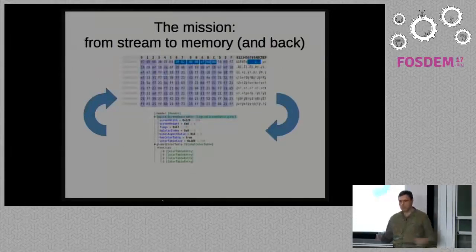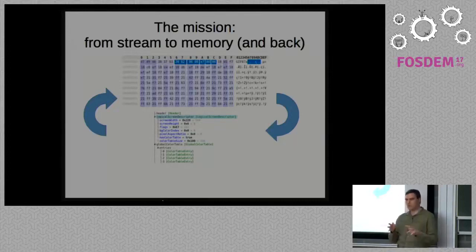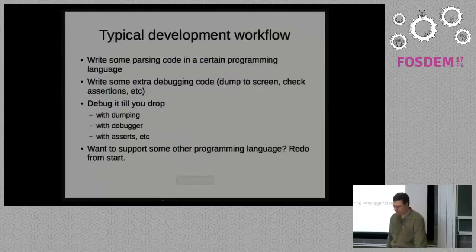Basically, the mission that such a developer must undertake is going from the byte representation of a file format in a stream, loading it into memory, and sometimes going back from memory to a stream. That is, we have some kind of stream that needs to be dissected into some objects laid out in memory, usually in some kind of tree or graph of objects.